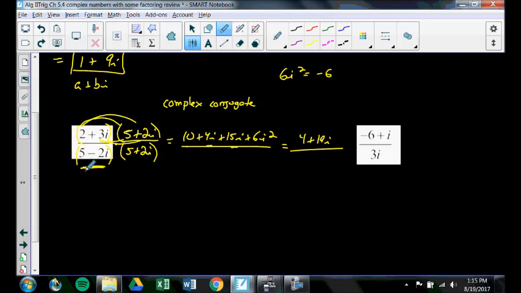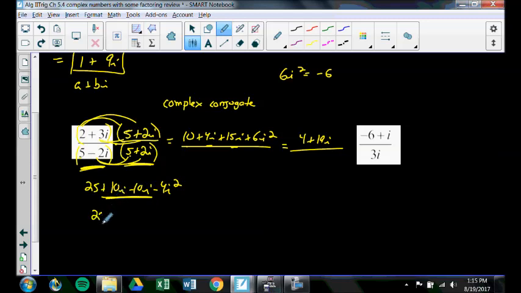This is going to be a difference of squares. 5 minus 2i times 5 plus 2i. Because 5 times 5 is 25. 5 times 2i is plus 10i. Negative 2i times 5 is negative 10i. And negative 2i times 2i is negative 4i squared. These two things cancel. 10i minus 10i is 0 because they're opposites.